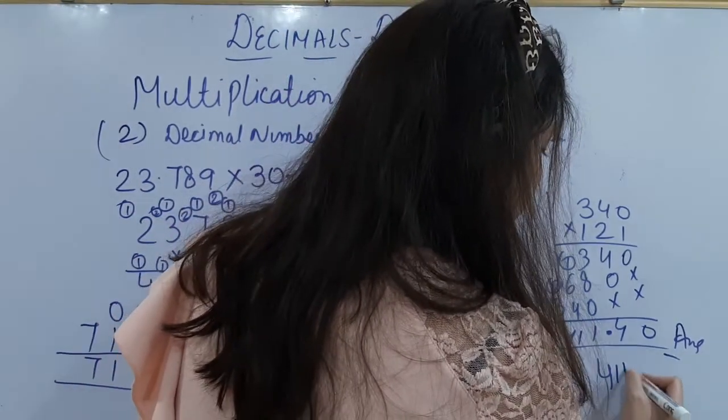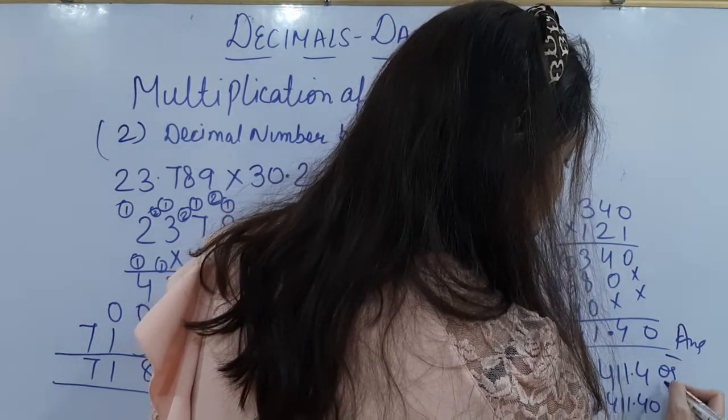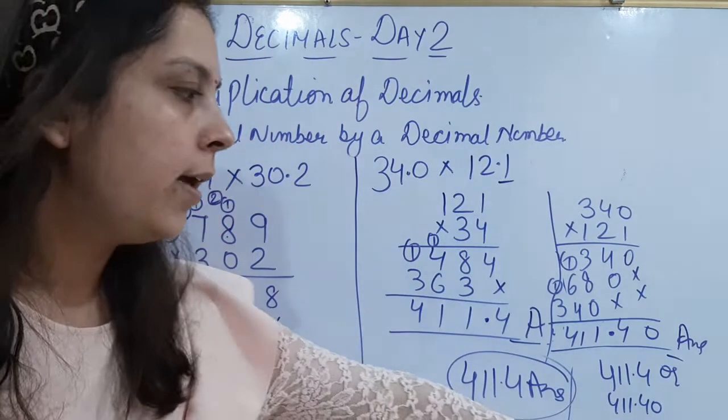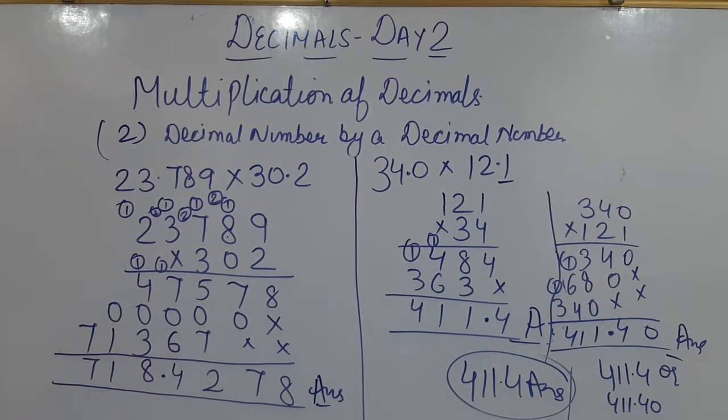See, 411.4 or 411.40, both are the same because a 0 at the end after the decimal has no value. So they both are the same. Hope it is clear to you.